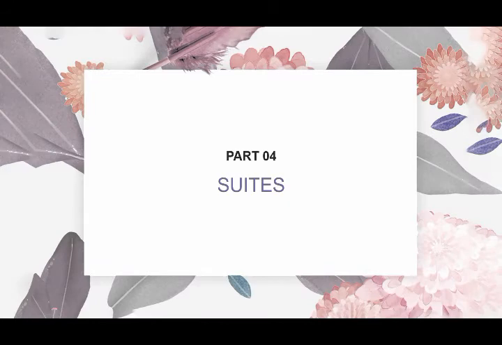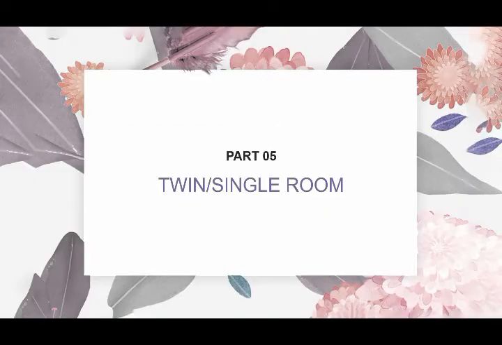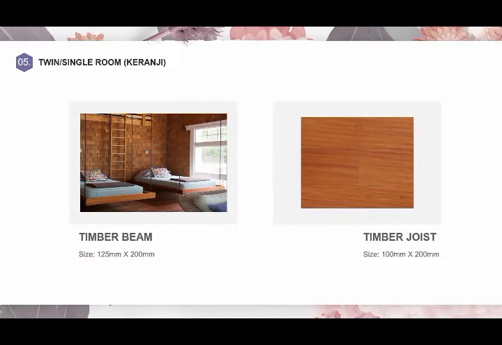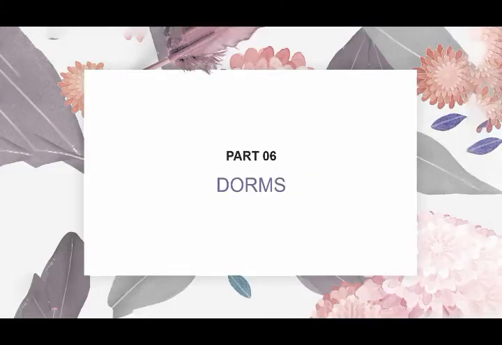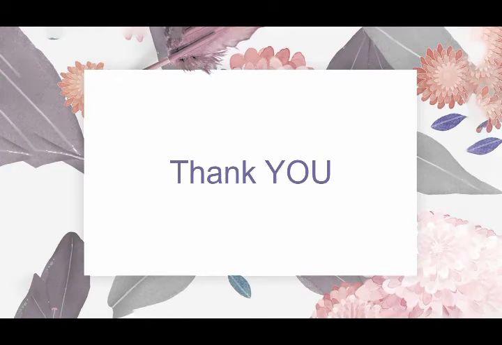For the suite we're going to use Merbau, timber beam size 125 x 200, timber joist 125 x 200. Next, for the twin and single room we're going to use Keruing, beam size 125 x 200, timber joist size 100 x 200. Lastly, for dorms we're going to use Chengal, timber beam size 125 x 175, timber joist 125 x 150. I have done all the checking and all the checks passed.